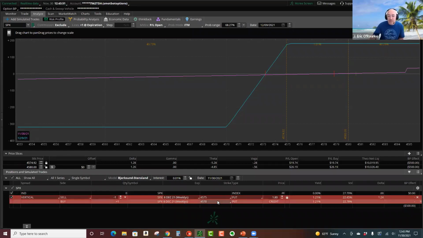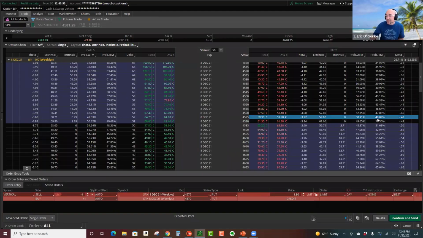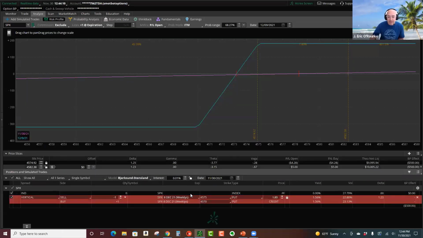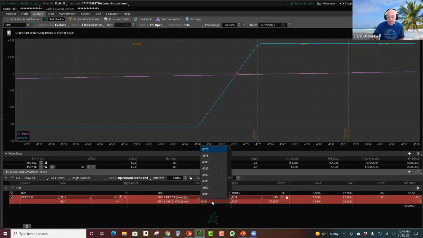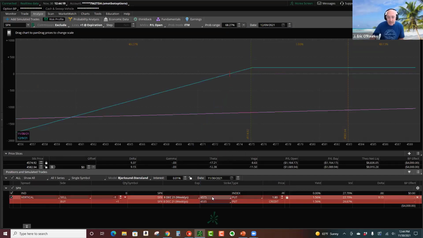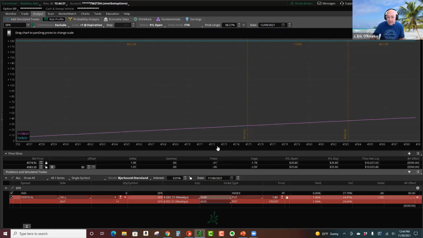If we go farther out of the money, let's go back to the option chain. Let's say instead of selling a delta 48 option, we wanted to sell a delta 40 option. The delta 40 option at this time would be selling the 45.40 and buying the 45.35. So let's go back to the Analyze tab. We would change this to the 45.35, and we would change this to the 45.40.